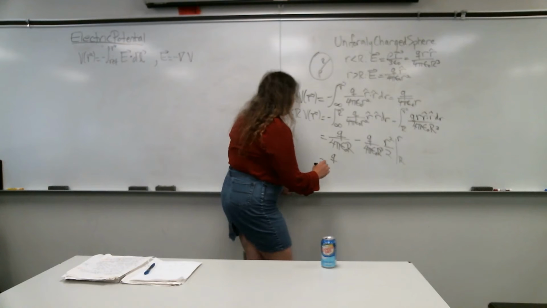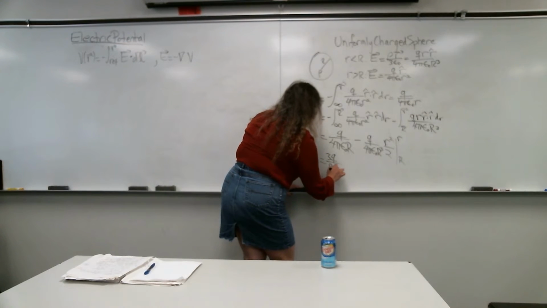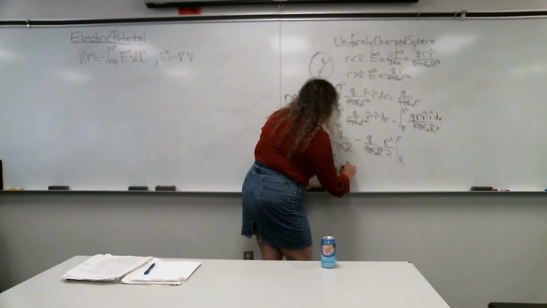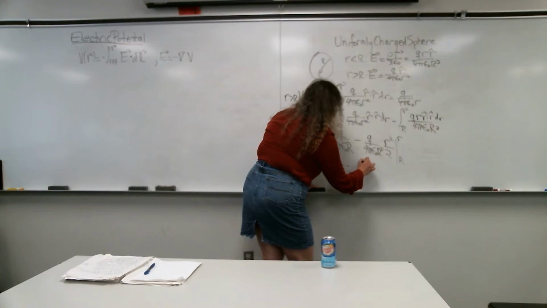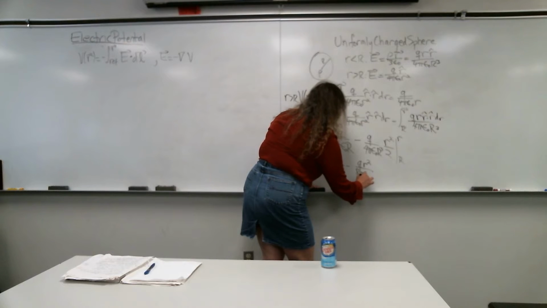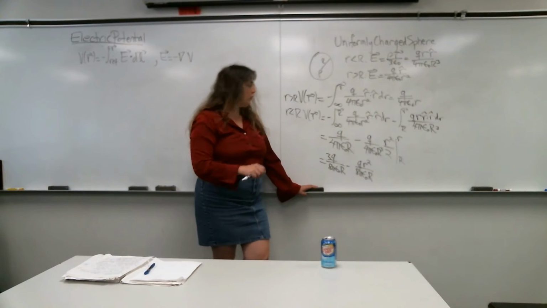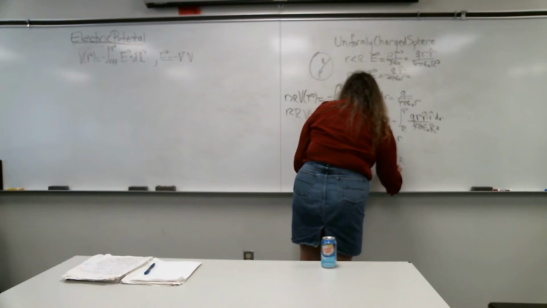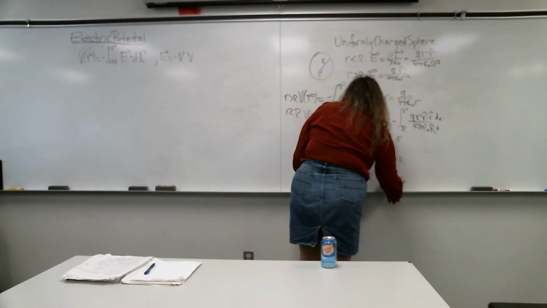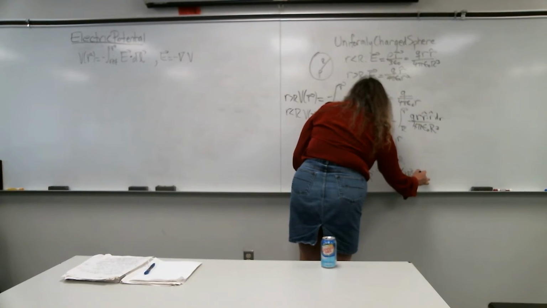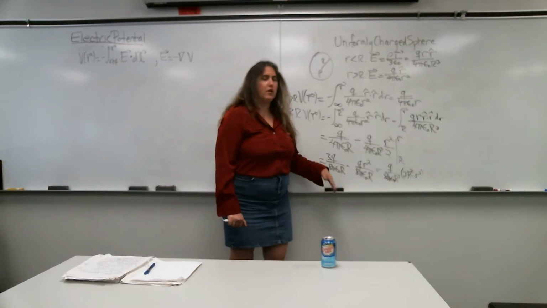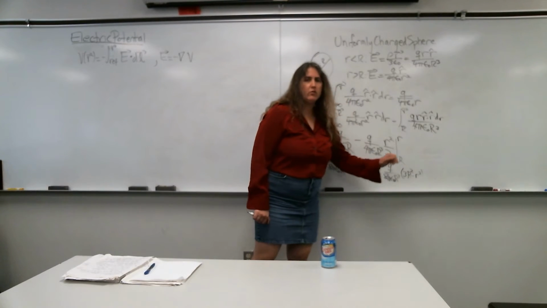That will give me, in turn, three q over 8 pi epsilon naught r minus q little r squared over 8 pi epsilon naught capital R. And written a little bit differently, I write it as q over 8 pi epsilon naught big R cubed and 3r squared minus little r squared.